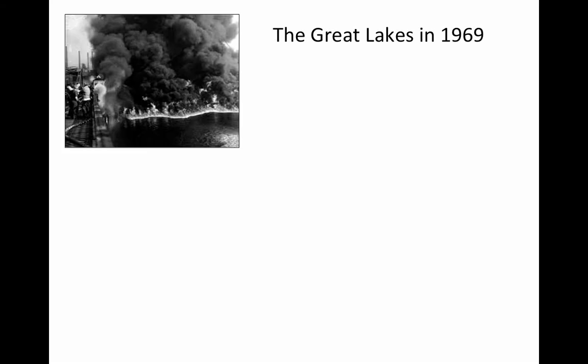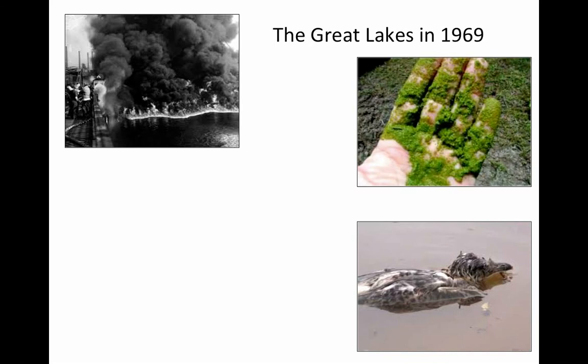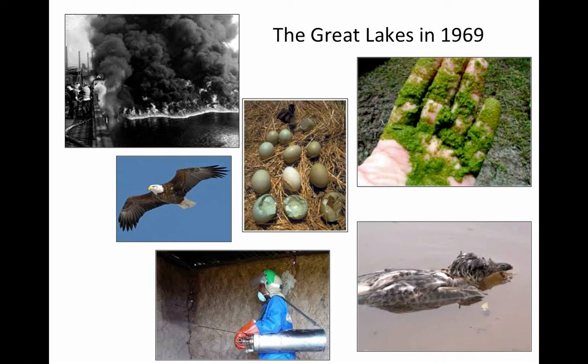In class, we have been looking at what the Great Lakes were like in 1969. We saw that in general, the lakes were really polluted. The Cuyahoga River was so dirty that it caught on fire. Ducks were choking on pollution in the Detroit River. Algae were growing heavily in Lake Erie. And DDT was entering the food chain and hurting eagle populations.